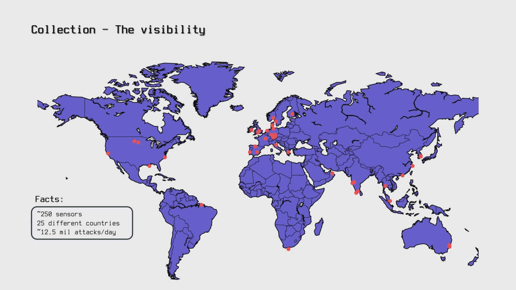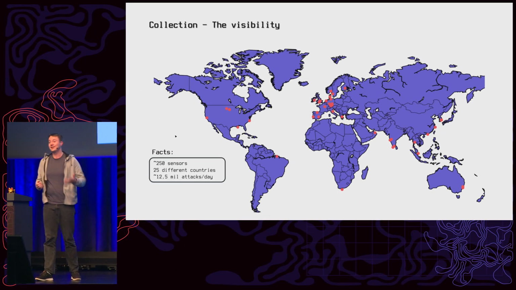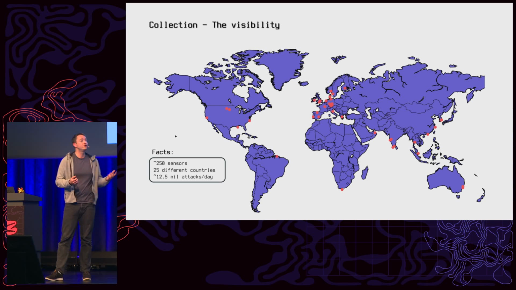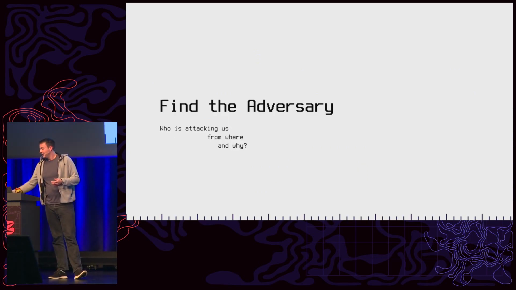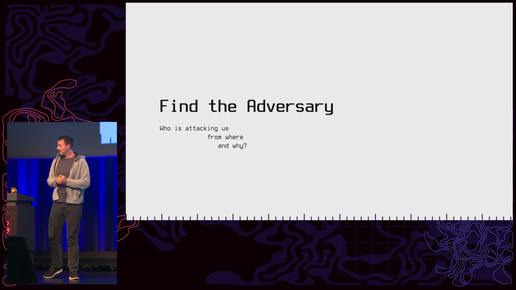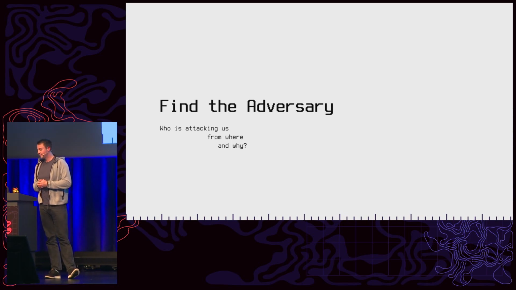Now, having the network is sort of only halfway there, right? Now, I collect 12.5 million. This is actually gigabytes and gigabytes of attacks. I need to do something with it. So let's jump in and try to find the adversary.